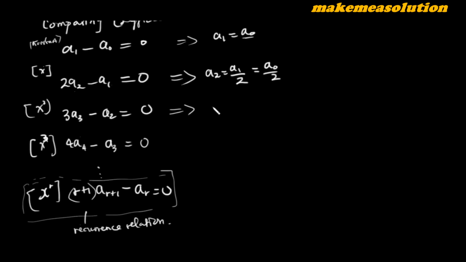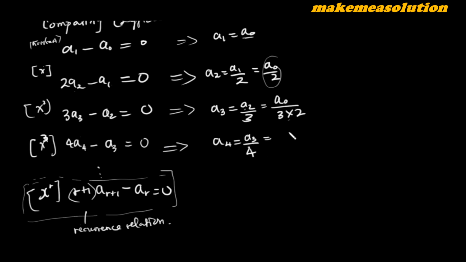So this translates to a3 as a2 over 3. a2 is a0 over 2. So when you superpose this on this, you're going to get a0 all over 3 times 2. You repeat the same thing, you're going to get for a4 as a3 divided by 4. And since a3 is a0 all over 3 times 2, when you put the value of a3 into this, you get a0 all over 4 times 3 times 2. So we can see a pattern already forming.